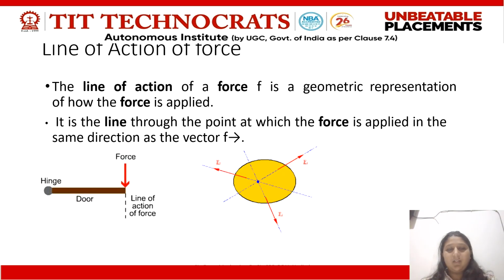The next topic for discussion is line of action of force. Line of action of force, say F, is a geometric representation of how the force is applied. As you can see here in the diagram, E1, E2, E3 are nothing but the lines of action. You can see the pointer, in which direction, suppose force E1 is moving. So this would be the line of action for the force E1. This is the line of action for force E3, and this is the line of action for force E2. So it is nothing but the line through the point at which the force is applied, in the same direction as the vector F.